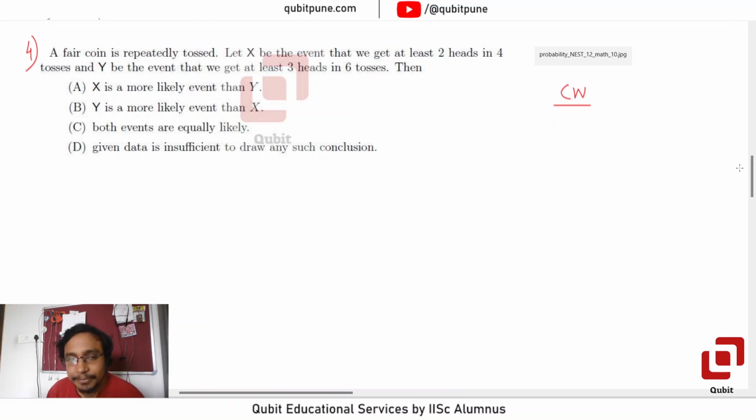Okay, question 4 from NEST 12. A fair coin is repeatedly tossed. Let X be the event that we get at least 2 heads in 4 tosses, and Y be the event that we get at least 3 heads in 6 tosses. Then X is a more likely event than Y, or Y is a more likely event than X. Option C, sir.